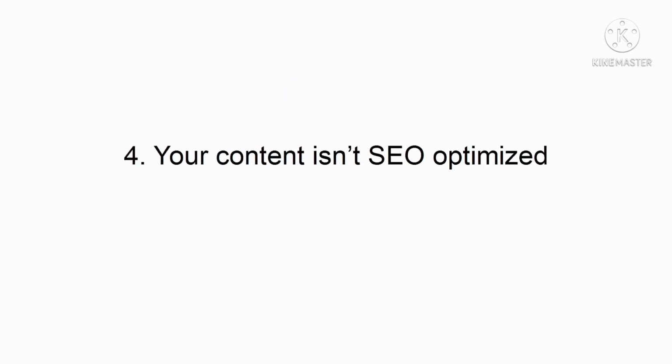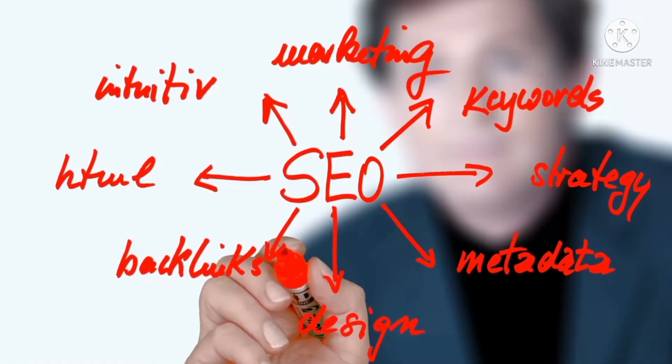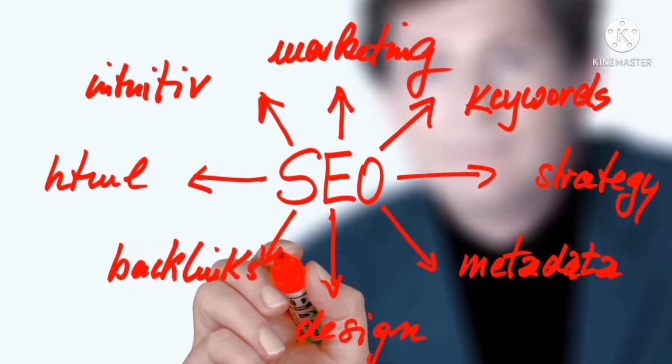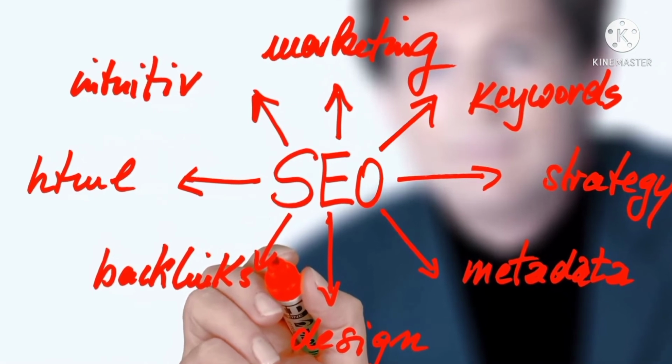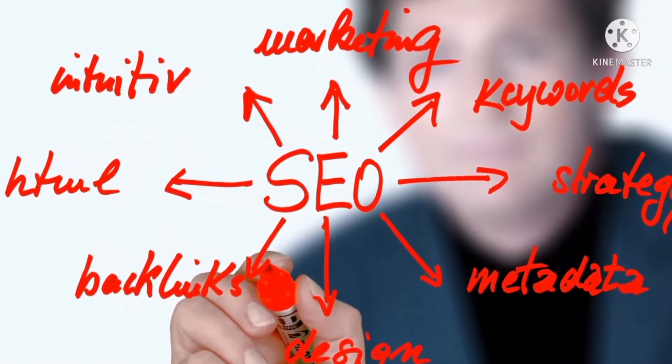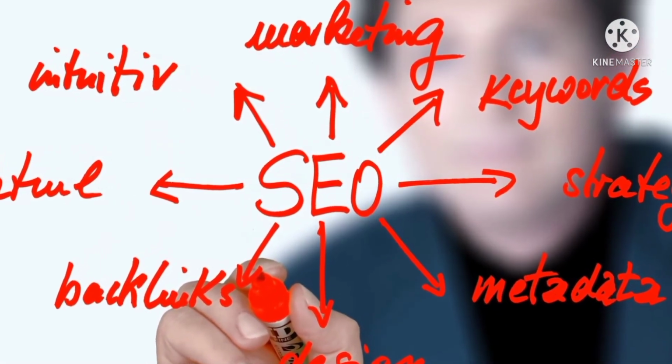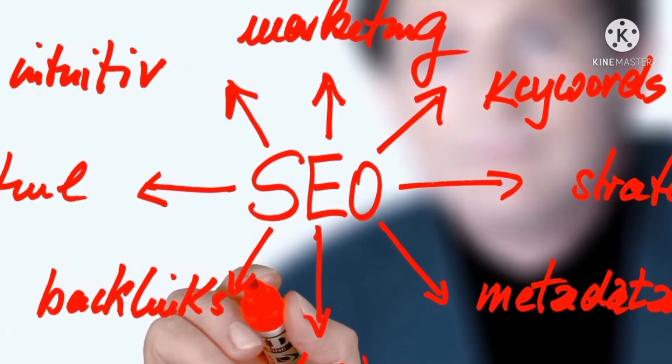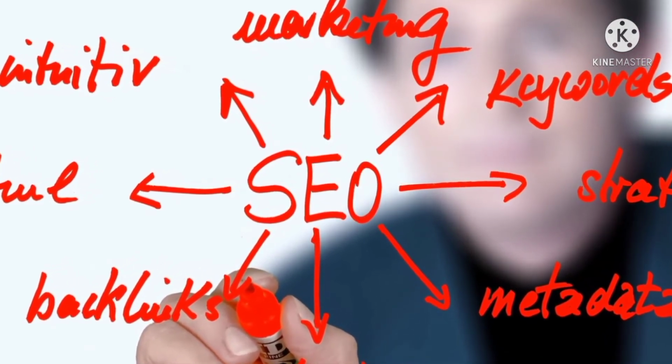Number 4. Your content isn't SEO optimized. Content marketing is great for your site's SEO. If you do content marketing correctly, you could rank high up on Google and other search engines for many profitable keywords. However, if your content isn't SEO optimized, then no one's going to find you on Google.